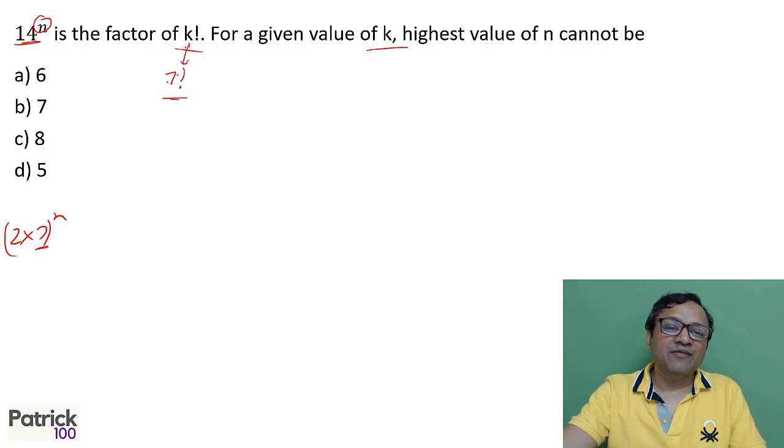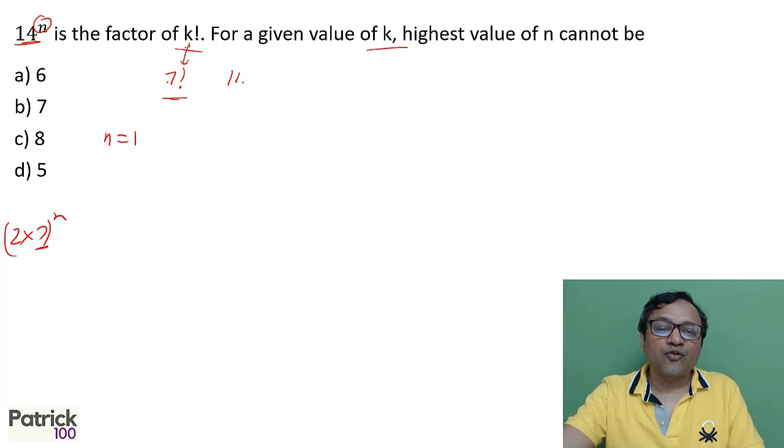So if I take k as 7 factorial, you'll get n equal to 1 because there's one 7 in it. Less than 7 will be 0. At 7 factorial, you'll have n equal to 1. At 14 factorial, you'll have n equal to 2 because there are two 7's out here, 7 and 14. So if you keep on going, you will realize up to 42 factorial, you'll have n equal to 6 possible.